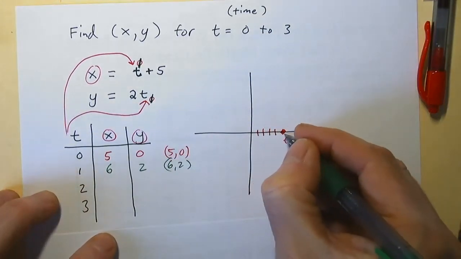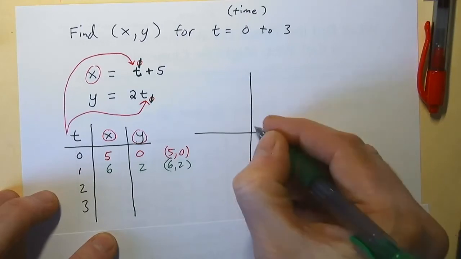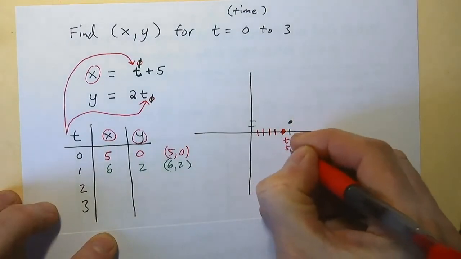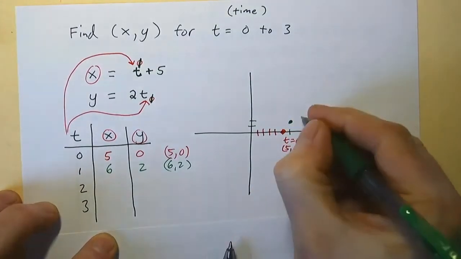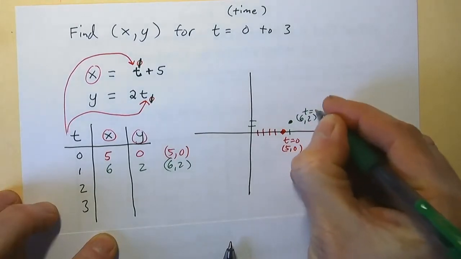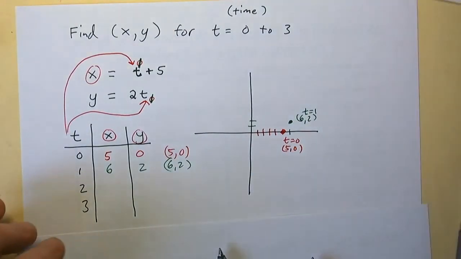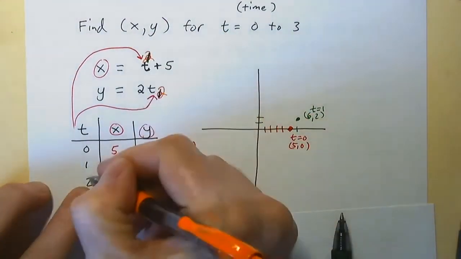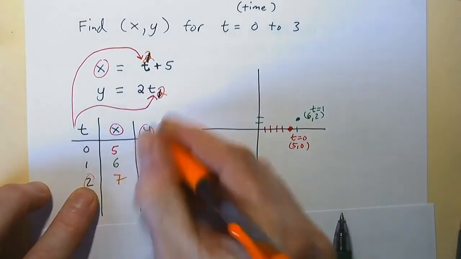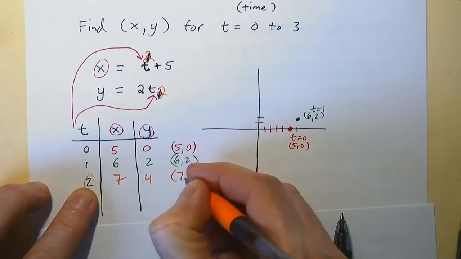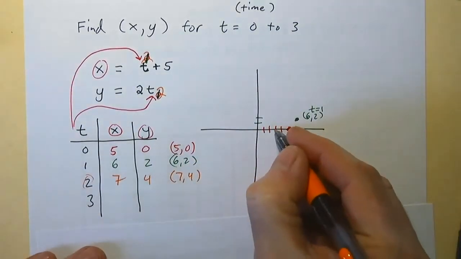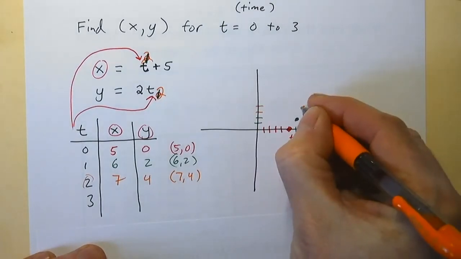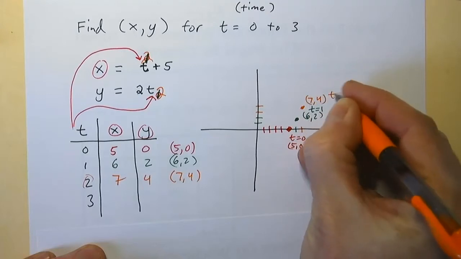So let's see. 1, 2, 3, 4, 5, 6, up 2. Here we go. Here's 6, 2. I should label this here. This was 5, 0. Okay, so here's 6, 2. That's when time was 1. Let's do the next dot. Let's do 2. Plug in 2. 2 plus 5 is 7. 2 times 2 is 4. We have the point 7, 4. So 1, 2, 3, 4, 5, 6, 7. 1, 2, 3, 4. Somewhere over here. 7, 4. That's when time is 2.